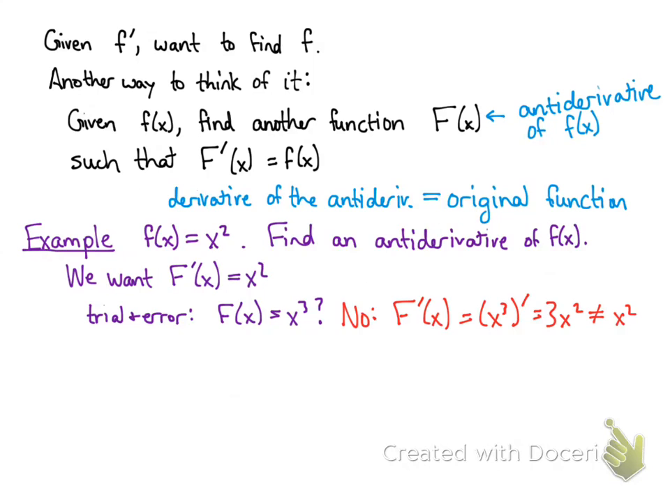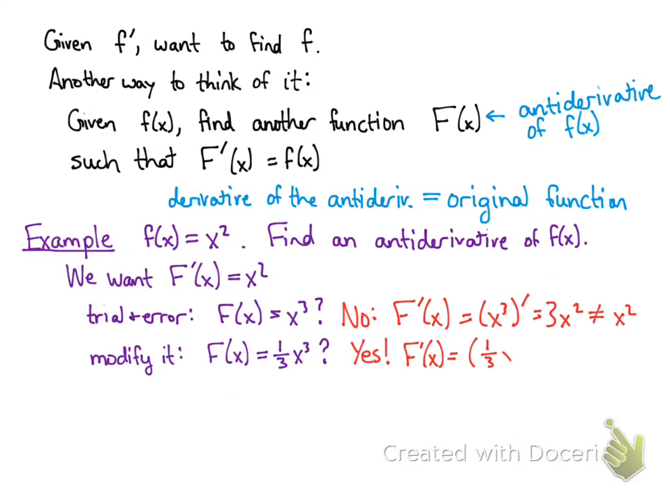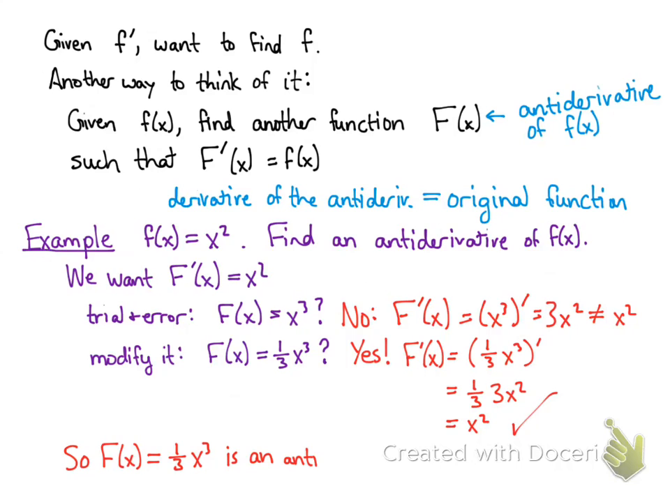But it's almost right. I want x squared, I got 3x squared, so maybe I just need something a third as big. So what about capital F of x equals 1/3 x cubed? Does that work? Yes, it does, and here's why. When you take the derivative of that function, the 1/3 times 3x squared gives you just x squared, which is what we wanted. Remember, we wanted capital F prime to equal our original little f. We want the derivative of the antiderivative to equal the original function. So capital F of x equals 1/3 x cubed is an antiderivative of the function f of x equals x squared.